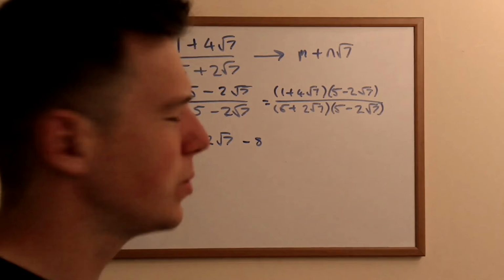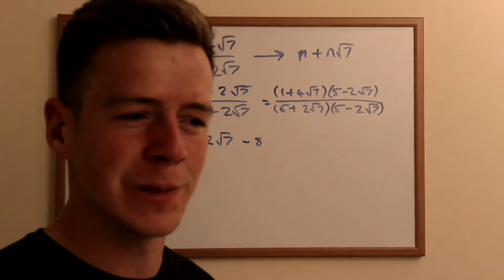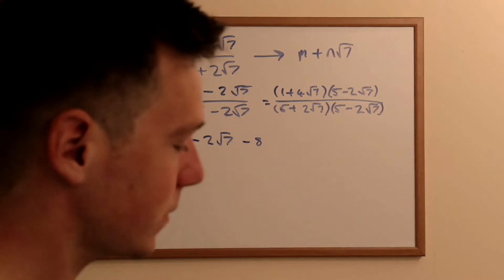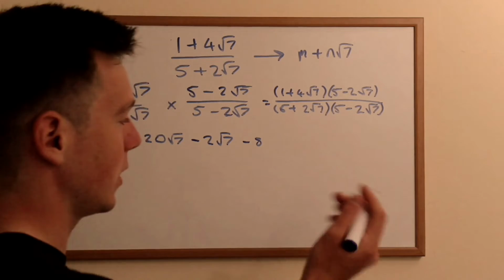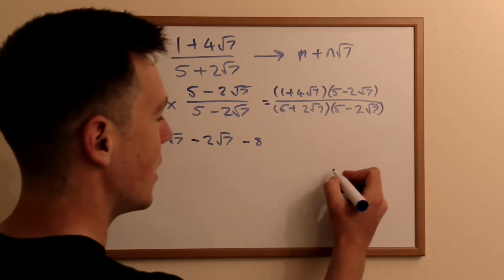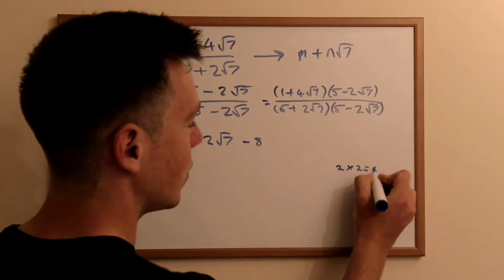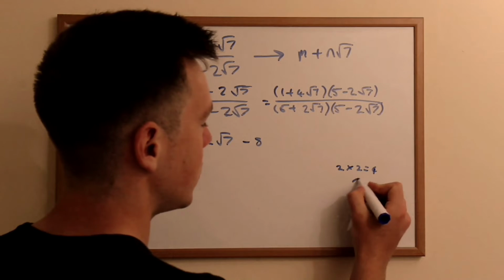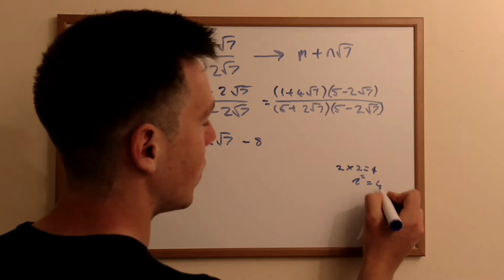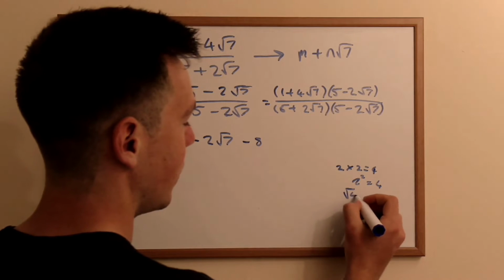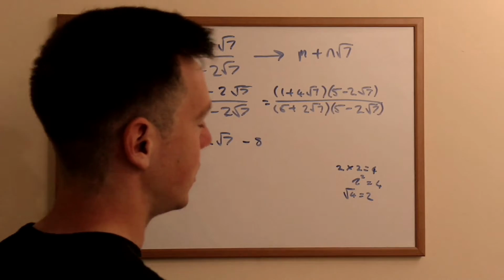And what's root 7 times root 7? It's a bit of a head scratcher there. Well, let's look at squared numbers. 2 times 2 equals 4. So 2 squared equals 4. So you can say that the root of 4 is equal to 2.